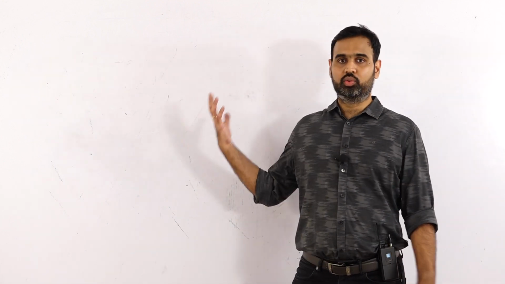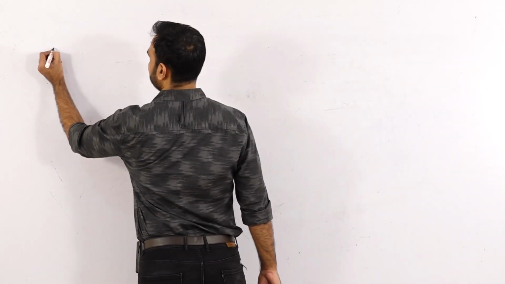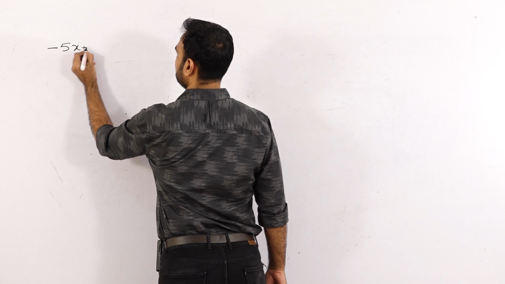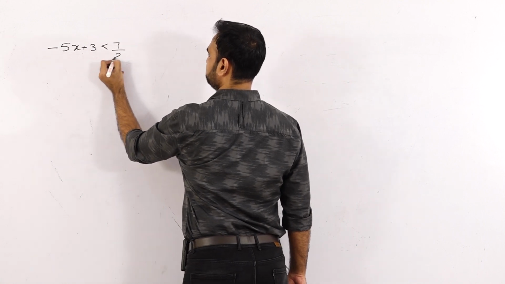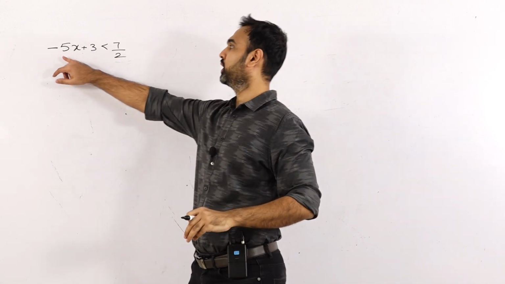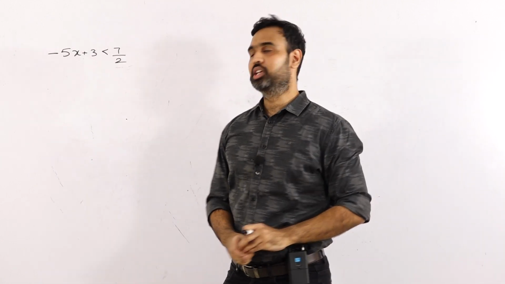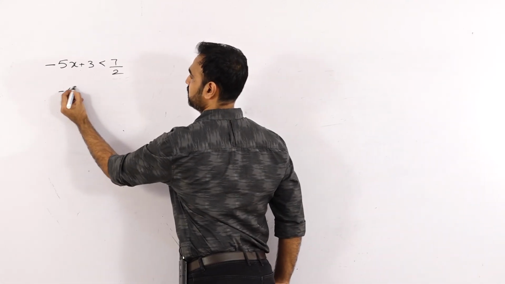Now let us consider one more example to see how we solve an algebraic expression in inequality. Let us write this: minus 5x plus 3 less than 7 by 2. Here I deliberately took a negative value attached to x. Let's see how the final solution looks.